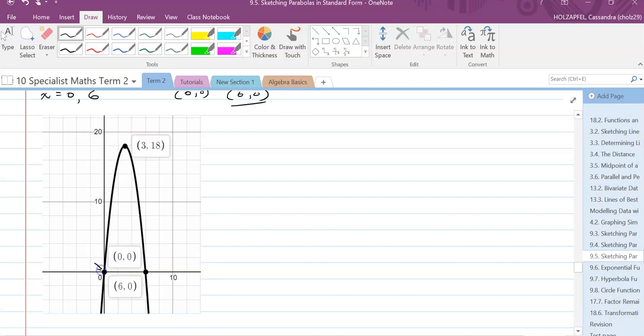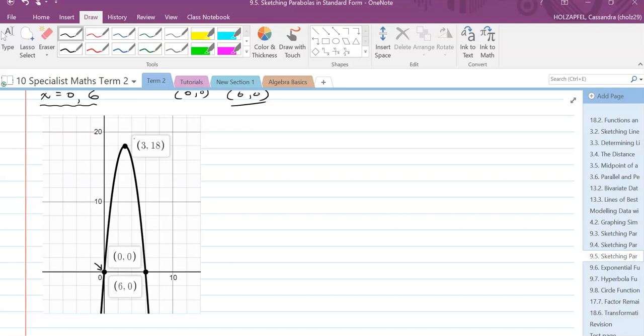Okay, so we've got our point here going through 0, 0, which is crossing over technically the x and the y axis because it is the origin. It does go through both. We have our other x-intercept at 6, 0, which we predicted from before. And then we also had our turning point at 3, 18. So there we go. 3 different parabolas there showing how to do this without completing the square.